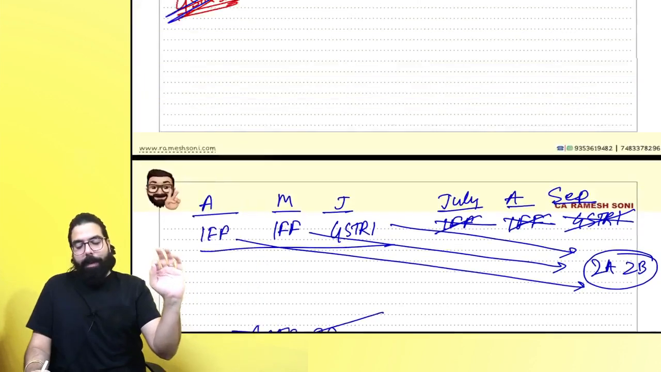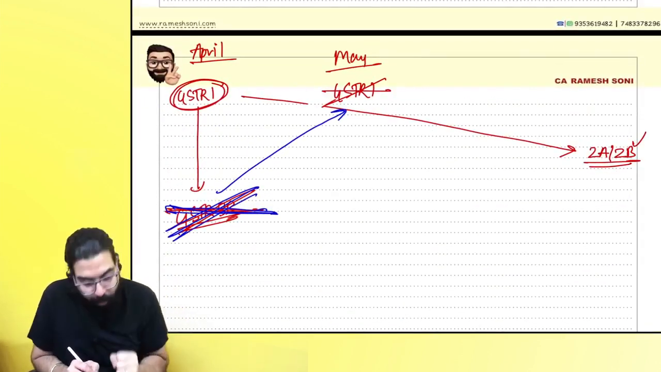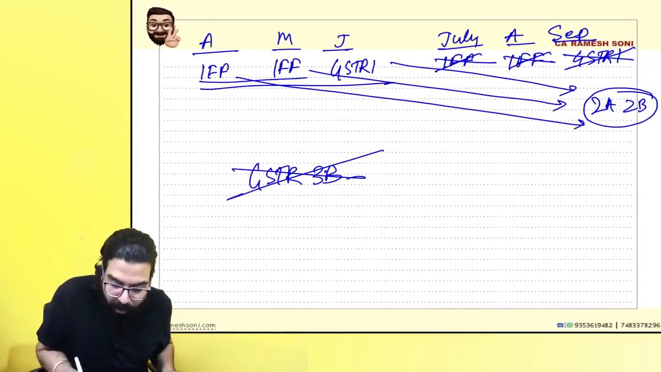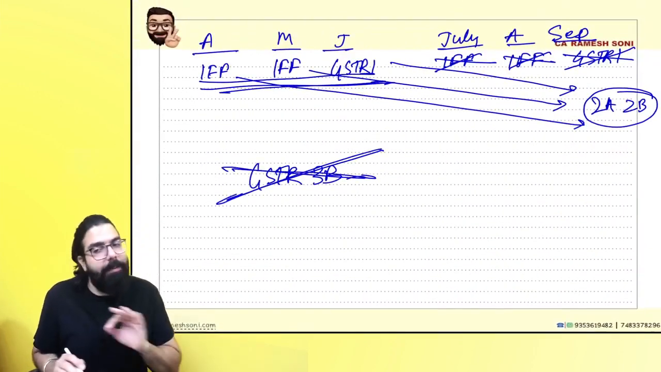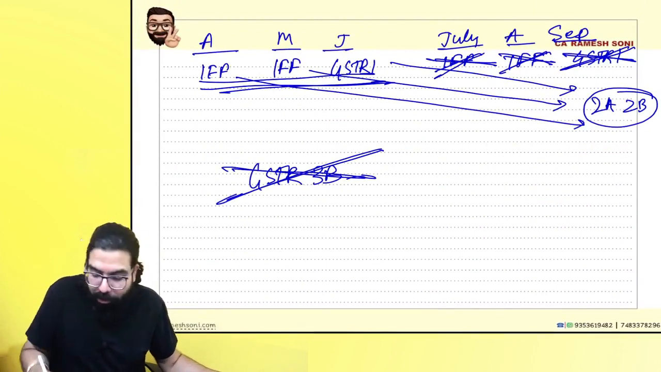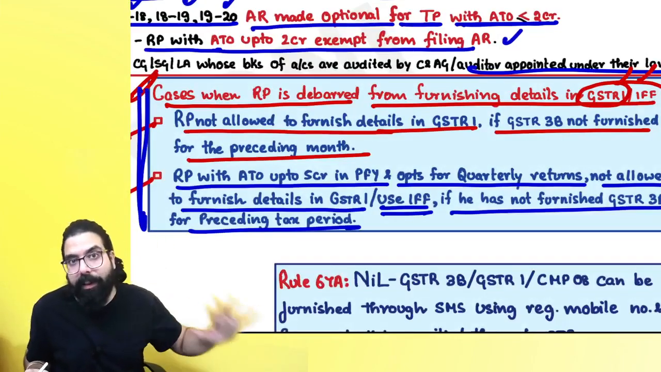GSTR 1 also. Remember, if you are under monthly scheme, did not do GSTR 3B of 1 month, next month ka GSTR 1 not allowed. Sir, if you are under QRMP scheme, one GSTR 3B not filed of 1 quarter, then next क्वार्टर के लिए IFF also not allowed and GSTR 1 also not allowed. That is being told over here. Please be very careful about this in the exam.